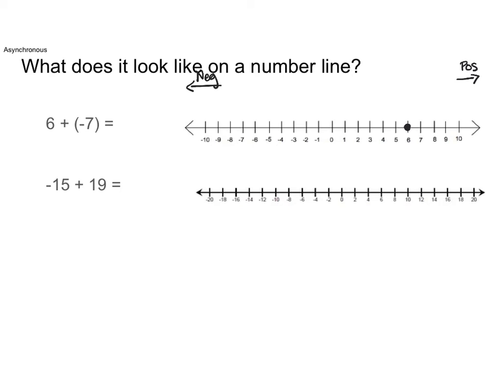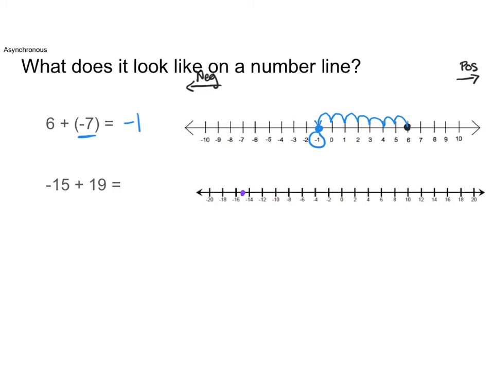So let's go ahead and look at this. So I'd move negative 7. So I'd move 7 to the left. So 1, 2, 3, 4, 5, 6, 7. So my answer would be negative 1. Let's look at the second problem. So I'm going to start at negative 15, which is between the negative 16 and the negative 14.